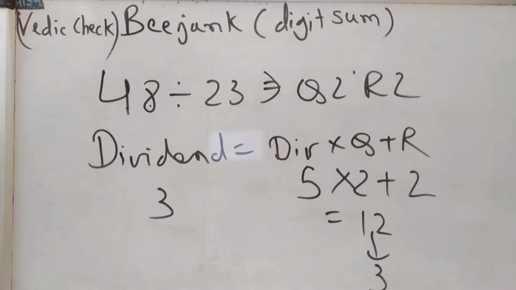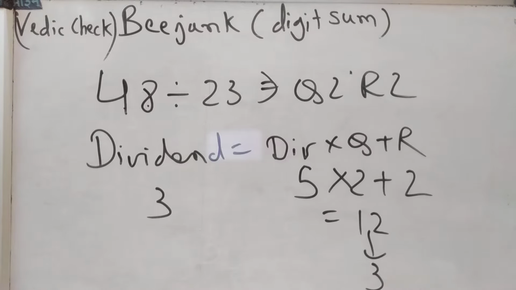But please remember, perfect squares won't have 2, 3, 7, 8 or single 0 as last digit. And Bijank of cube of any number is always 1, 9 or 8. And 9 is equivalent to 0 in case of Bijank. And Bijank is simply remainder obtained by division by 9.